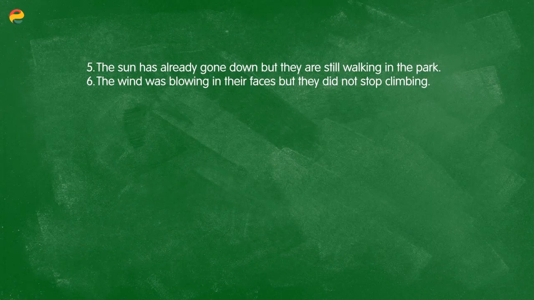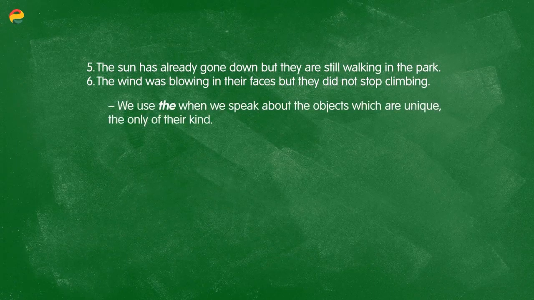Two more examples that we can say would be, the sun has already gone down, but they are still walking in the park. Or we could say, the wind was blowing in their faces, but they did not stop climbing. Here, we're using the to describe objects which are unique. They're the only one of their kind. The wind, that specific wind. There's no other wind like it. Or the park. It's that exact park, and no other park is exactly the same. So we say the park.